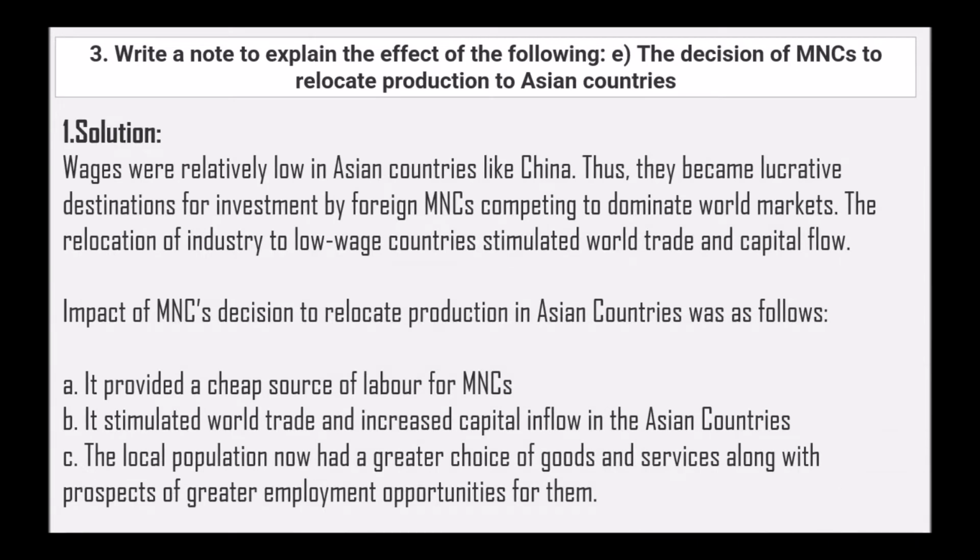Next, the decision of MNCs to relocate production to Asian countries. Wages were relatively low in Asian countries like China, which thus became a lucrative destination for investment by foreign MNCs competing to dominate world markets. The relocation of industry to low-wage countries stimulated world trade and capital flow. The impact of the MNCs' decision to relocate production in Asian countries was as follows.